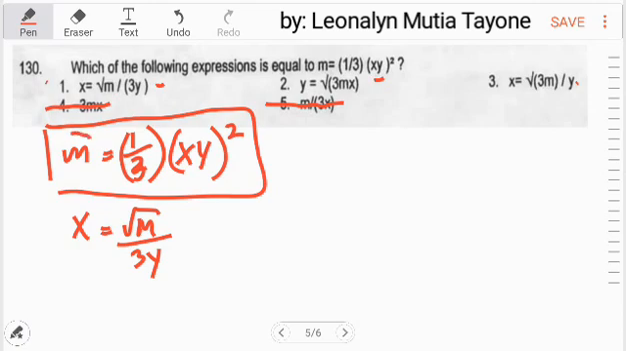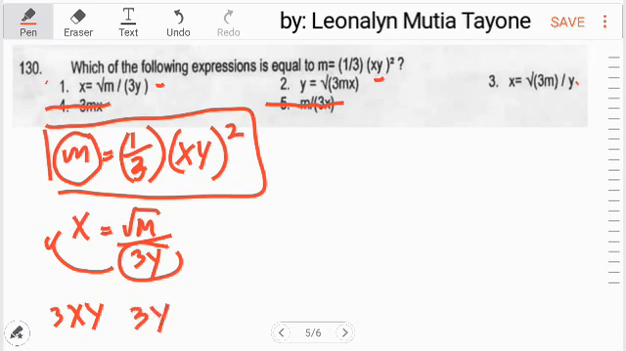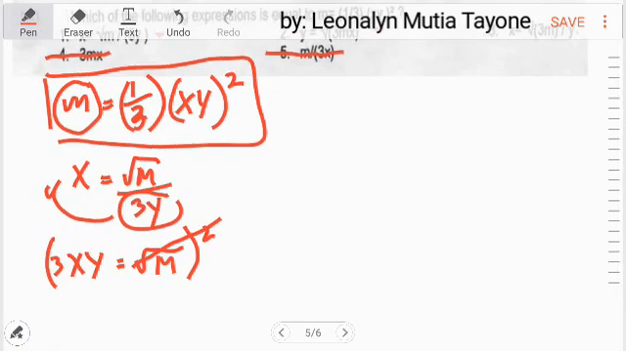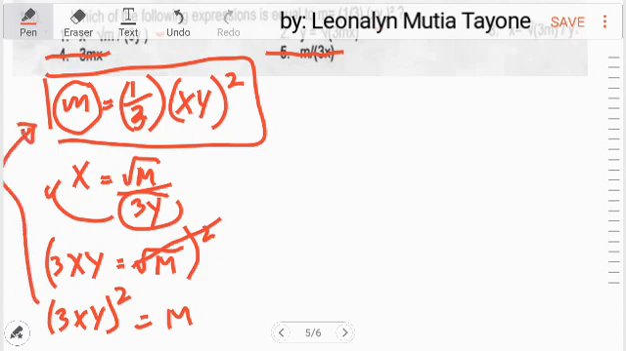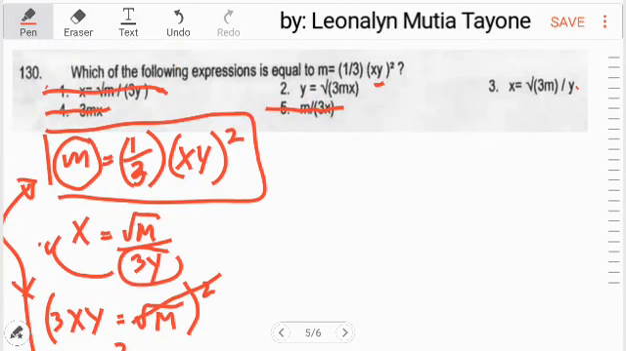Dapat ang gagawin natin ay mapareho nito. So, ito, i-transfer natin sa kabila. So, magiging 3xy. Pariho lang yan, para sa mga magtatanong, bakit 3xy? Pariho lang yan kung gagawin mong 3yx. So, let's proceed. Square root of m. Tapos, ang buong equation, i-raise mo ng 2 para ma-cancel out si square root dyan. Then, m. Hindi sila pariho dito. So, mali si choice 1.